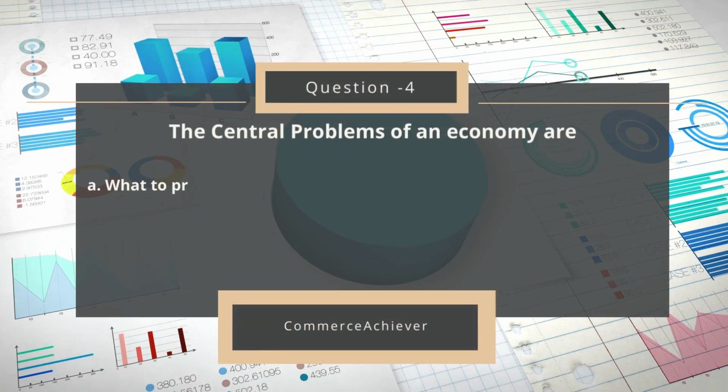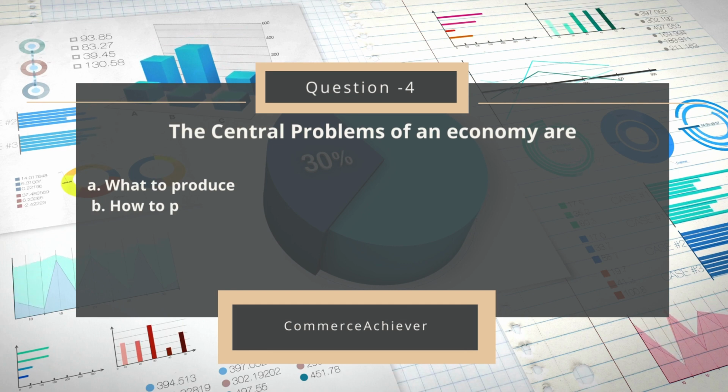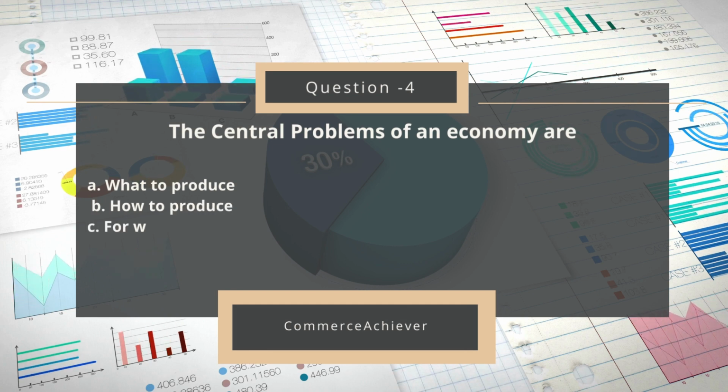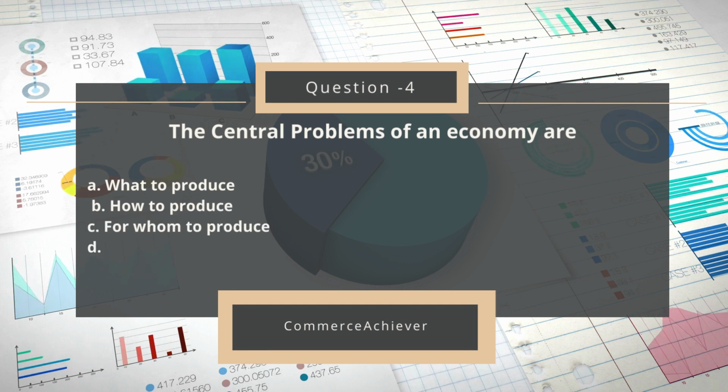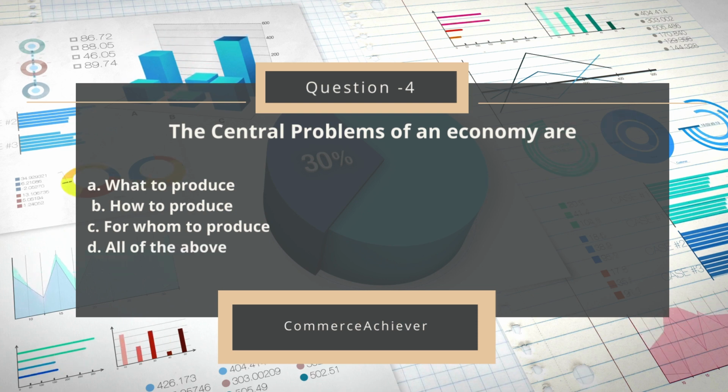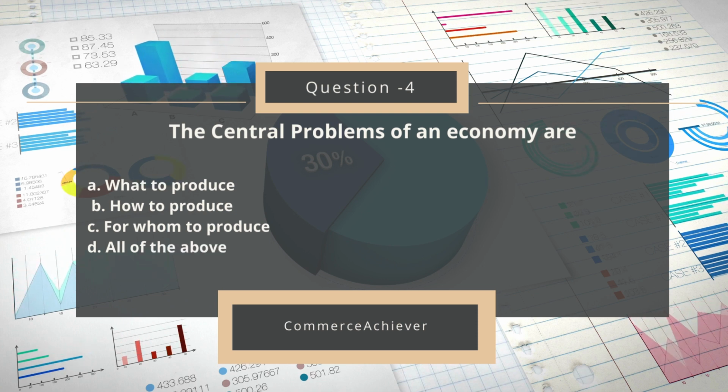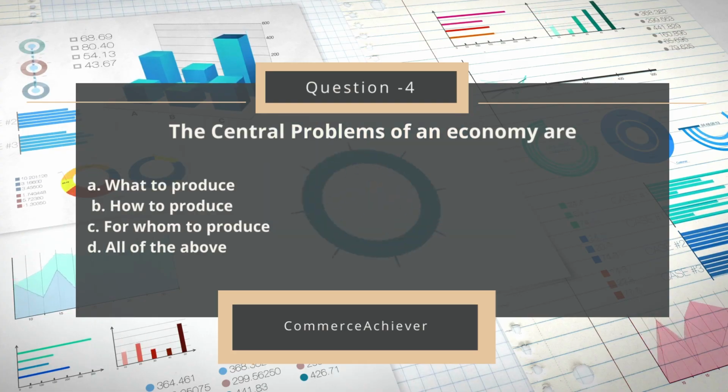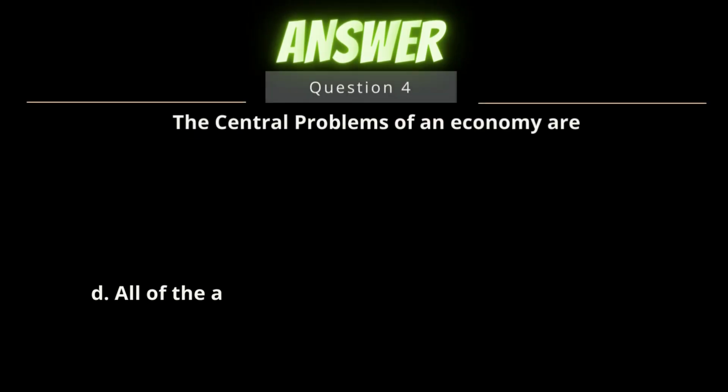Question number 4. The central problems of an economy are: A. What to produce, B. How to produce, C. For whom to produce, and D. All of the above. The answer is D. All of the above are the central problems of an economy.